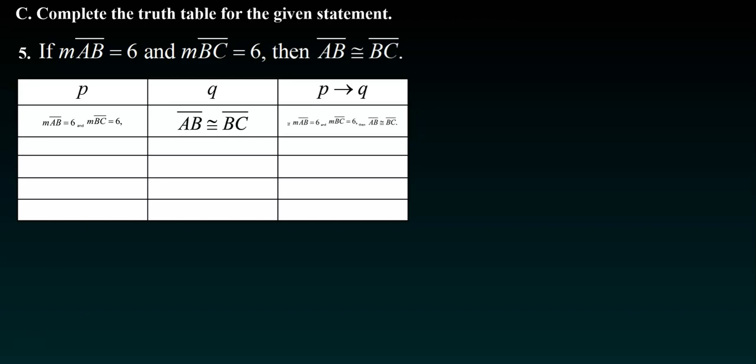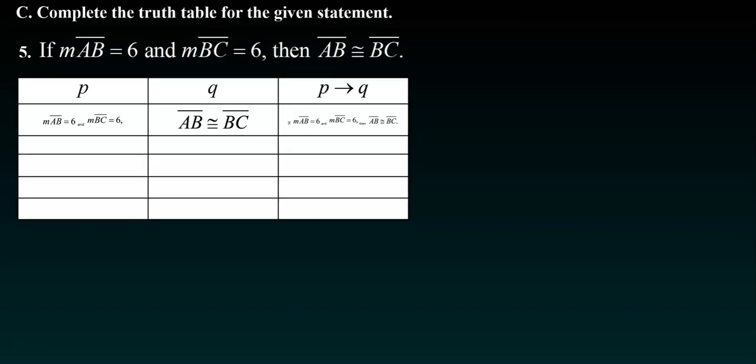Complete the truth table for the given statement. Number 5 says: if the measure of side AB is equal to 6 and the measure of side BC is equal to 6, then side AB is congruent to side BC.